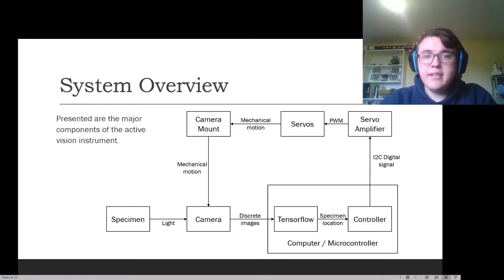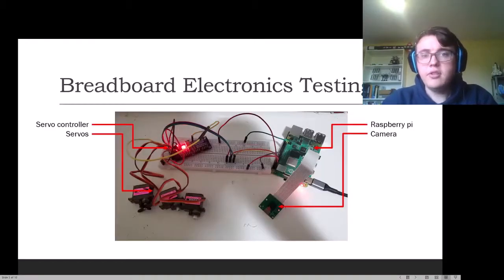So here's a basic system overview, where a camera observes the specimen in discrete time. TensorFlow observes the location of said specimen and sends it to a controller, in which a signal is sent to a servo amplifier, which amplifies a PWM signal to servo motors, controlling them, moving a camera mount, and pointing and controlling a camera.